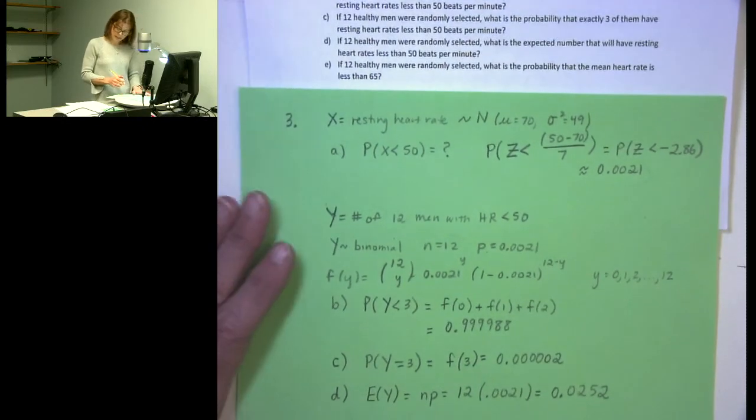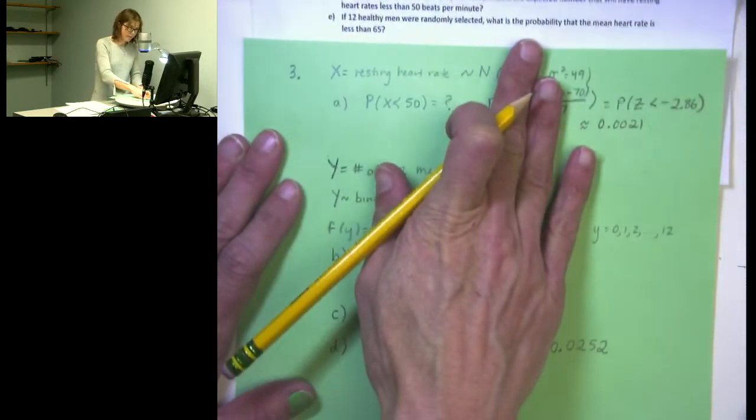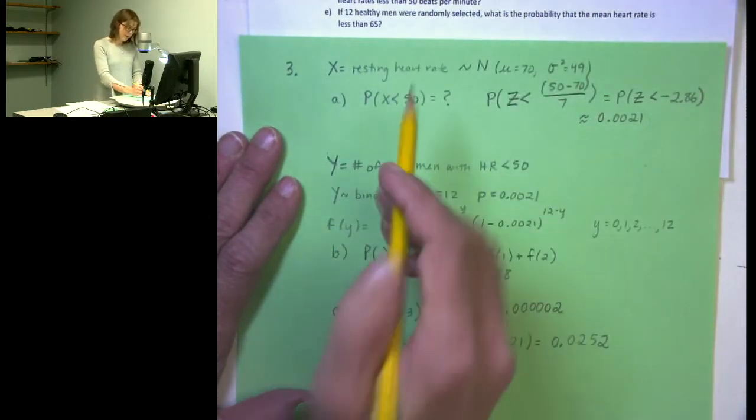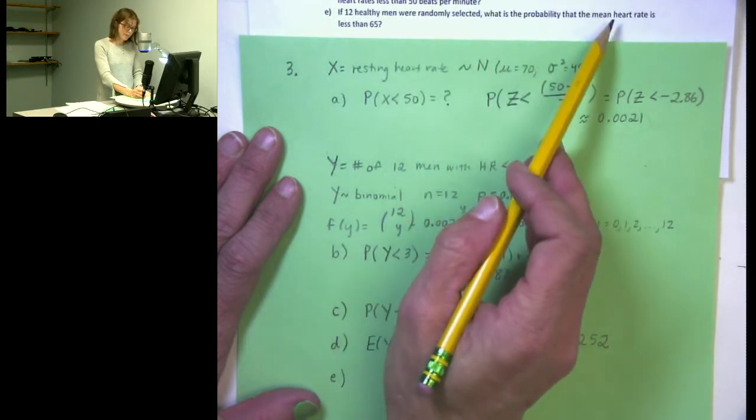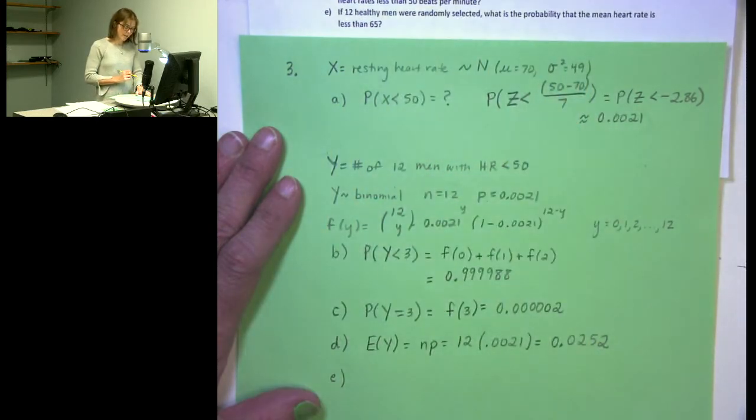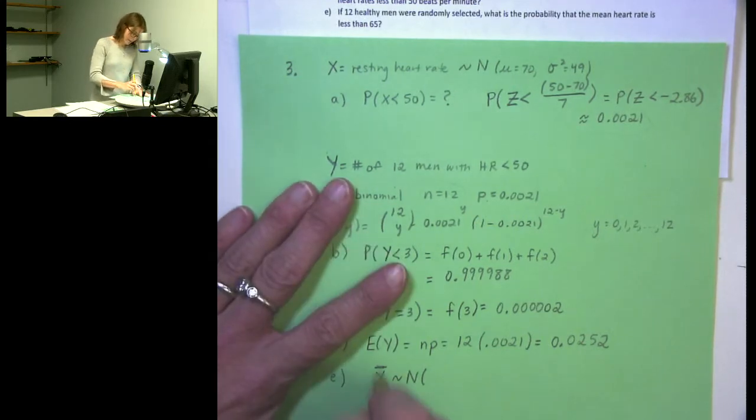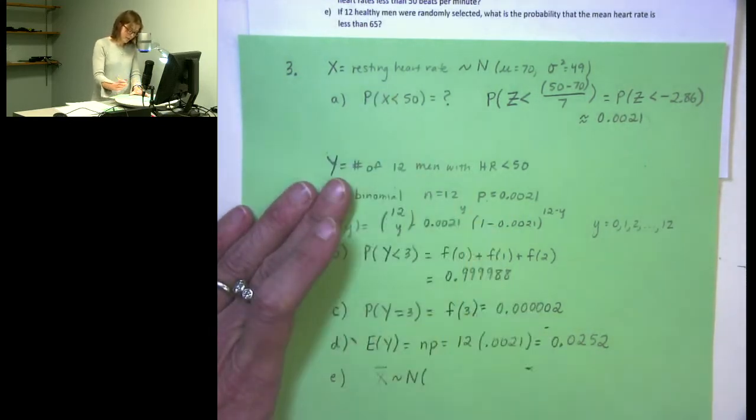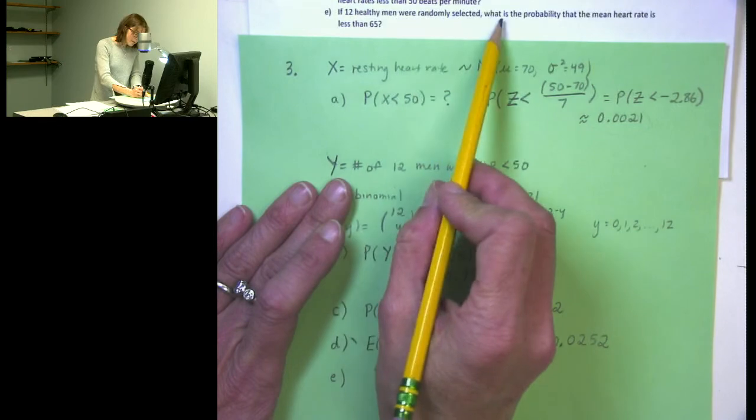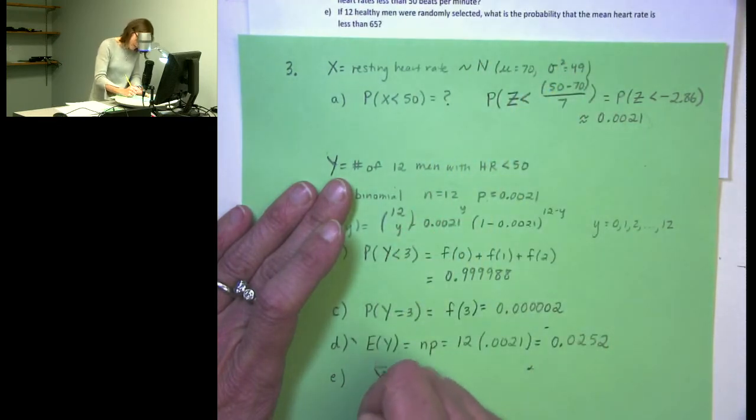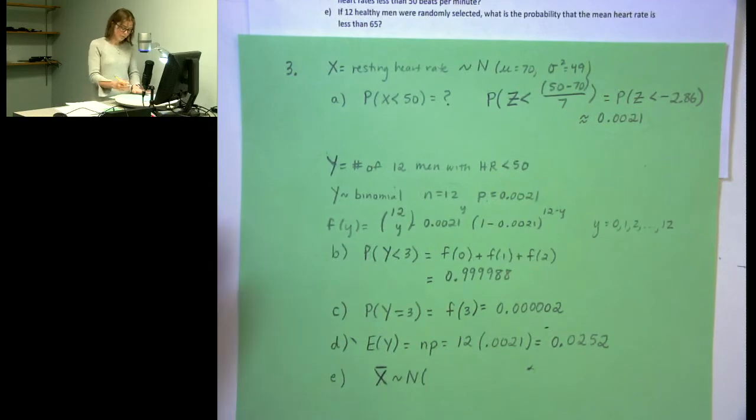And then the last part here, E, asks if 12 healthy men are randomly selected, what is the probability that the mean heart rate is less than 65? So since we're sampling from a normal distribution, the distribution of the sample mean will be approximately normal. The mean of that distribution, sorry, I should be looking at y bar really, right? X was individual. Y is, let me just see. 12 healthy men are heart rate. Oh, no. X bar is good. Looking at a mean among individuals.